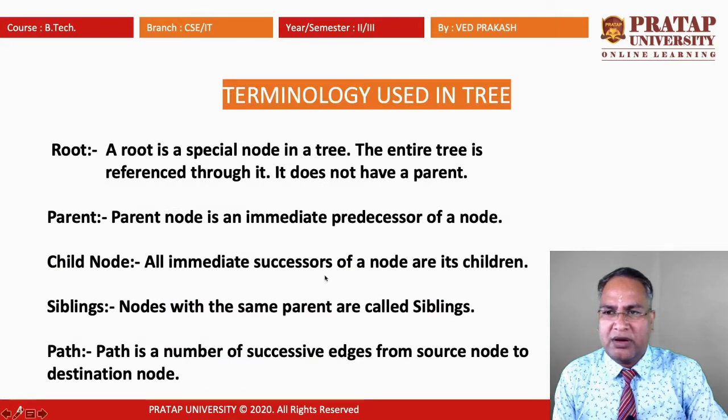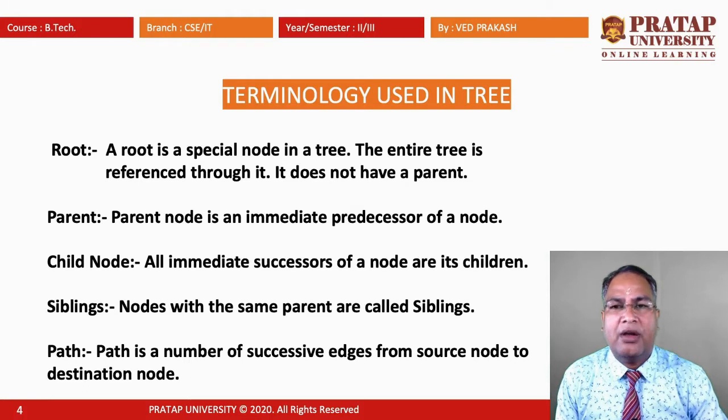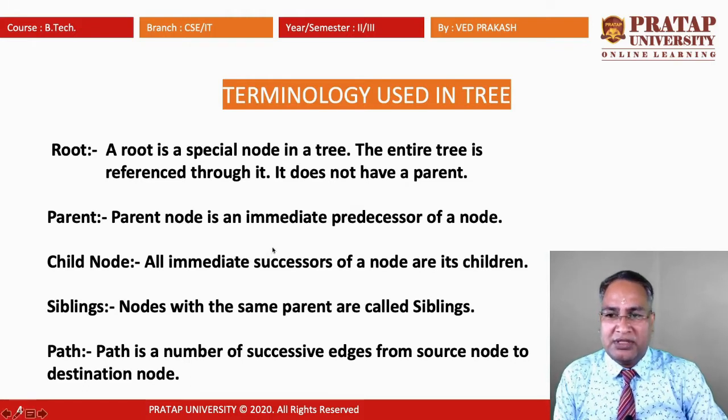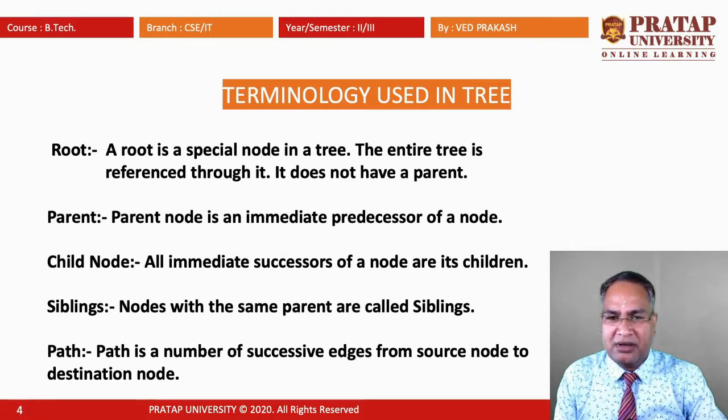Now there is some terminology that is frequently used in tree. First one, what is the root? A root is a special node in a tree. The entire tree is referenced through it. It does not have parents. Now what is the parent node? Parent node is the immediate predecessor of a node, and child node is the immediate successor of a node.